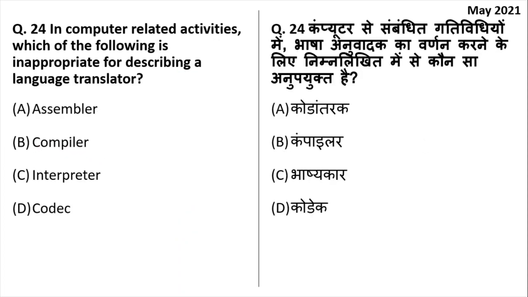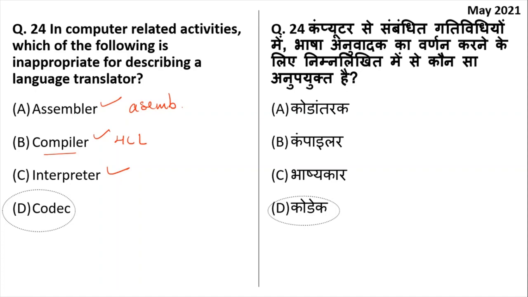In computer-related activities, which of the following is inappropriate for describing a language translator? In one of the questions, we talked about interpreter, that is a language translator. Assembler is also a language translator. It is used to translate assembly language. And compiler is used to translate high-level languages, and so is interpreter. But codec is not a kind of language translator. Interpreter translates your program statement by statement, while compiler does it in one go. And assembler is also a kind of language translator.